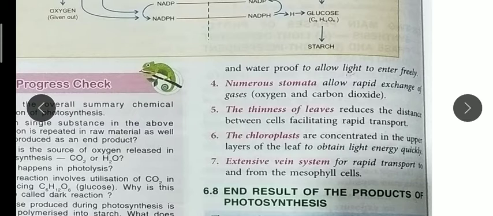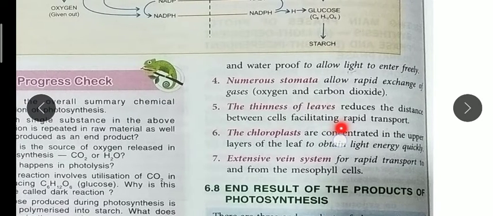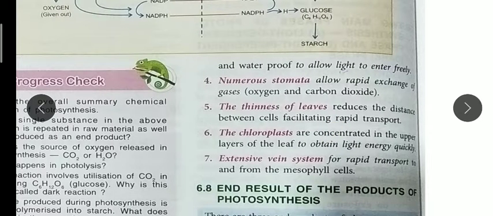Now the fifth one is the thinness of the leaf. What is the use of this thinness? If the leaf is thin, it reduces the distance between cells, and it allows rapid transport of water, minerals, or the food, which is glucose. So the thinness of the leaves plays a very important role in the rapid transport of food material, glucose, water and minerals. All can easily move, as their distance will be less.